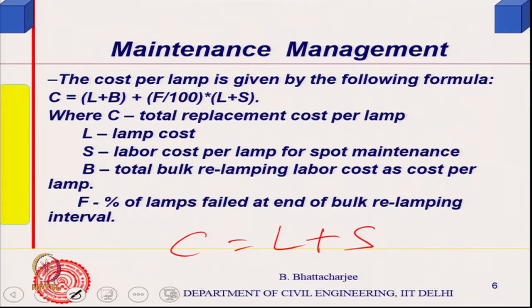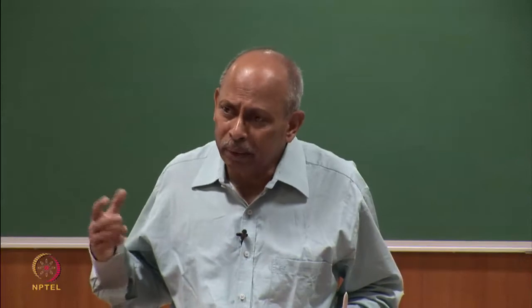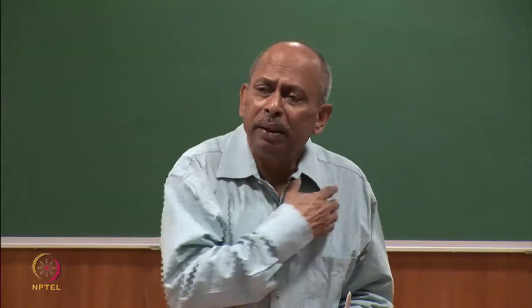Now, what about the bulk replacement? This will also be L plus B per lamp, where B is the bulk replacement cost per lamp, which will be smaller than S, because now the setup cost etc. is a single time. Somebody, some agency, comes, starts from one end and just replaces them.